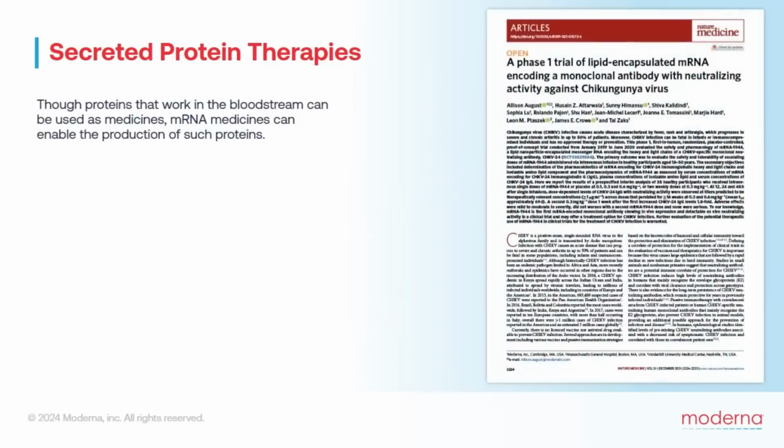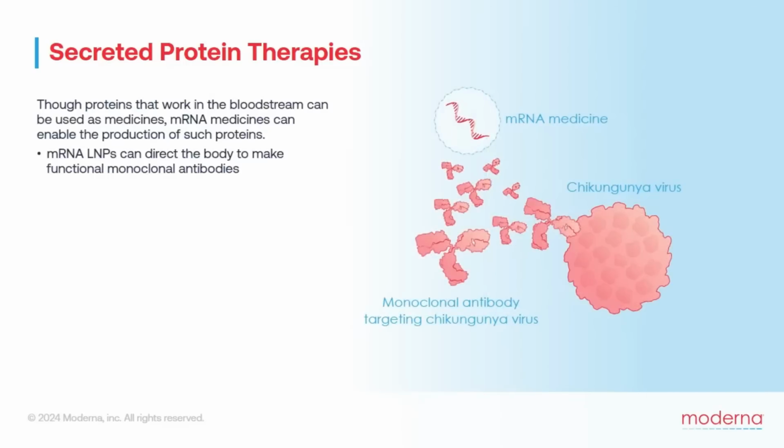In 2021, Moderna published a study showing that mRNA LNPs can be used to direct the human body to make functional monoclonal antibodies. In that case, it was antibodies capable of neutralizing chikungunya virus. Because the monoclonal antibody is made within hours of delivering the mRNA, this type of mRNA medicine can potentially be used to treat an already established viral infection.